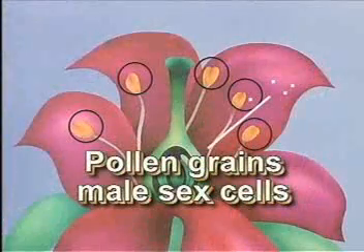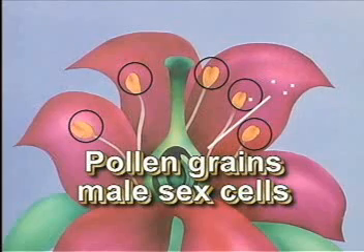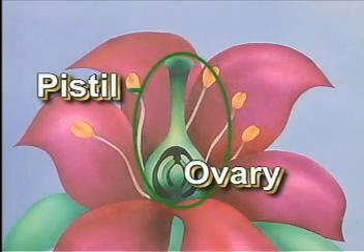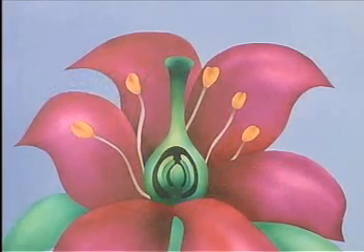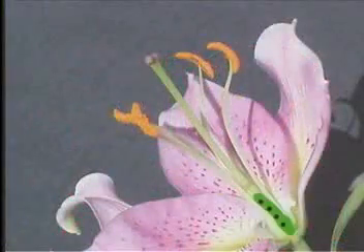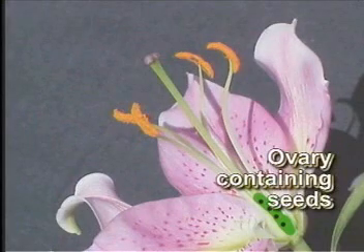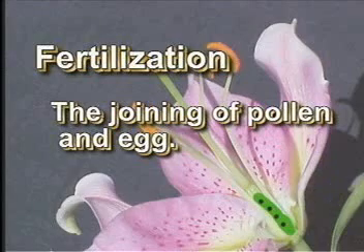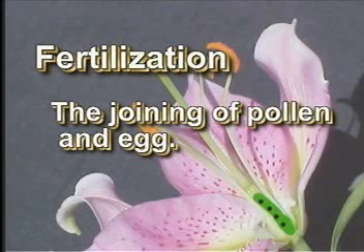The pollen grains are the male cells. The pistil of the flower protects the ovary, or the place where the eggs develop. This is the female part of the flower. These eggs can turn into seeds if a pollen grain from one plant is able to fertilize, or join with, the egg. This is how it happens.